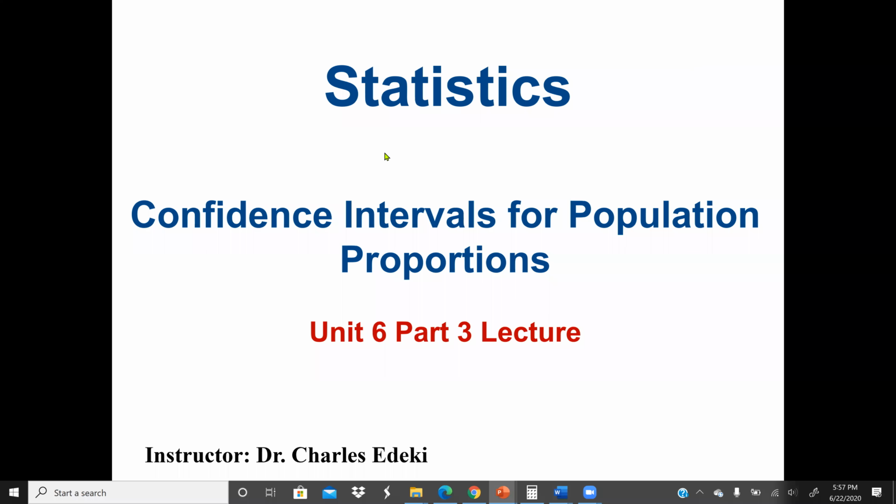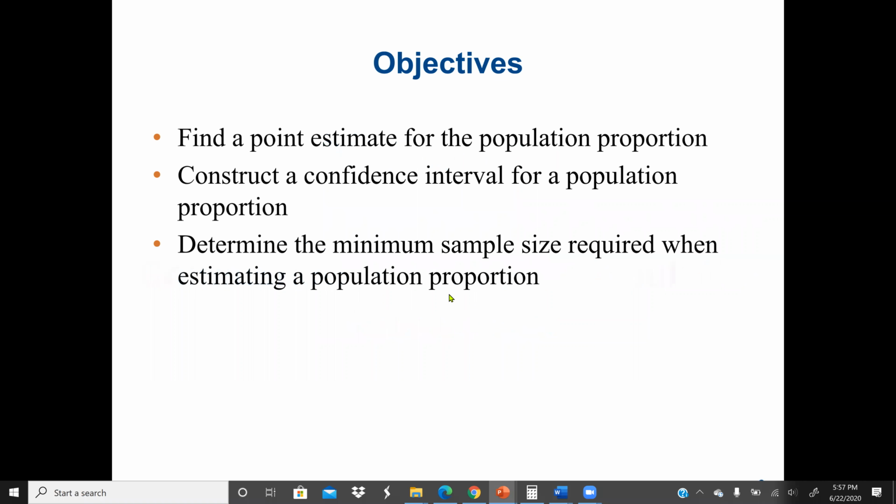Again, welcome to statistics class. In these lectures, we're going to discuss confidence intervals for population proportions. So our main objective is to learn how to find the point estimate for the population proportion, how to construct a confidence interval for a population proportion, and also determine the minimum sample size required when estimating a population proportion.